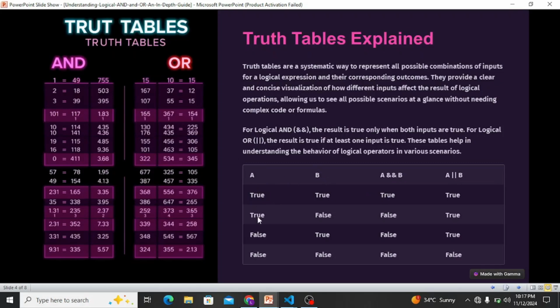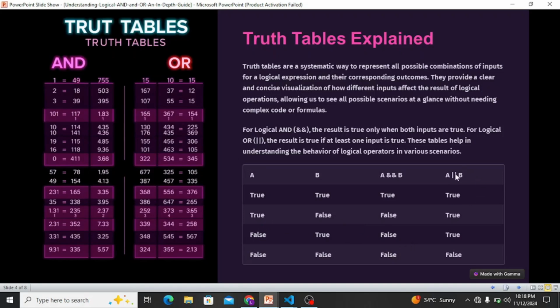Now look at the other one. A is true, B is false. Therefore, since any of them has false, of which B has false, it gives you false. The next one, A is false, B is true. Because any of them has false, of which A has false, it gives you false. The last one, A is false, B is false. Because both of them have false, it gave me false.